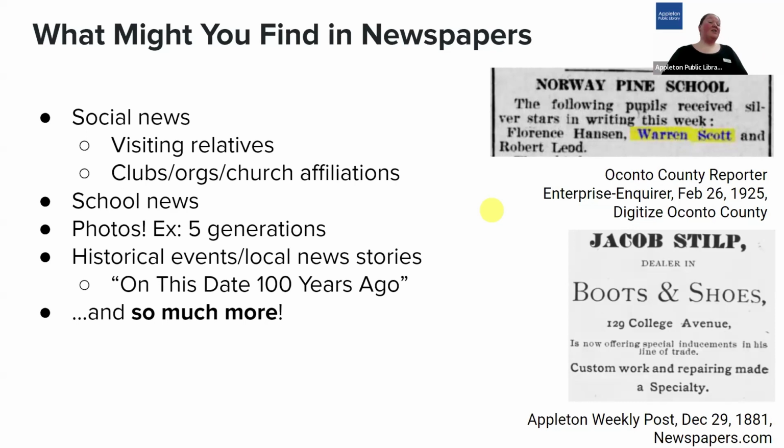And of course, you might get historical events or local news stories like, on this date 100 years ago, this happened. And then hey, I should look back and see if there's digitized issues or if I can get access to it offline to find those newspapers from 100 years ago that might briefly mention my ancestor or what was happening in the community at that time. And of course, so much more. Like I mentioned at the beginning, you just never know what you're going to find in newspapers.